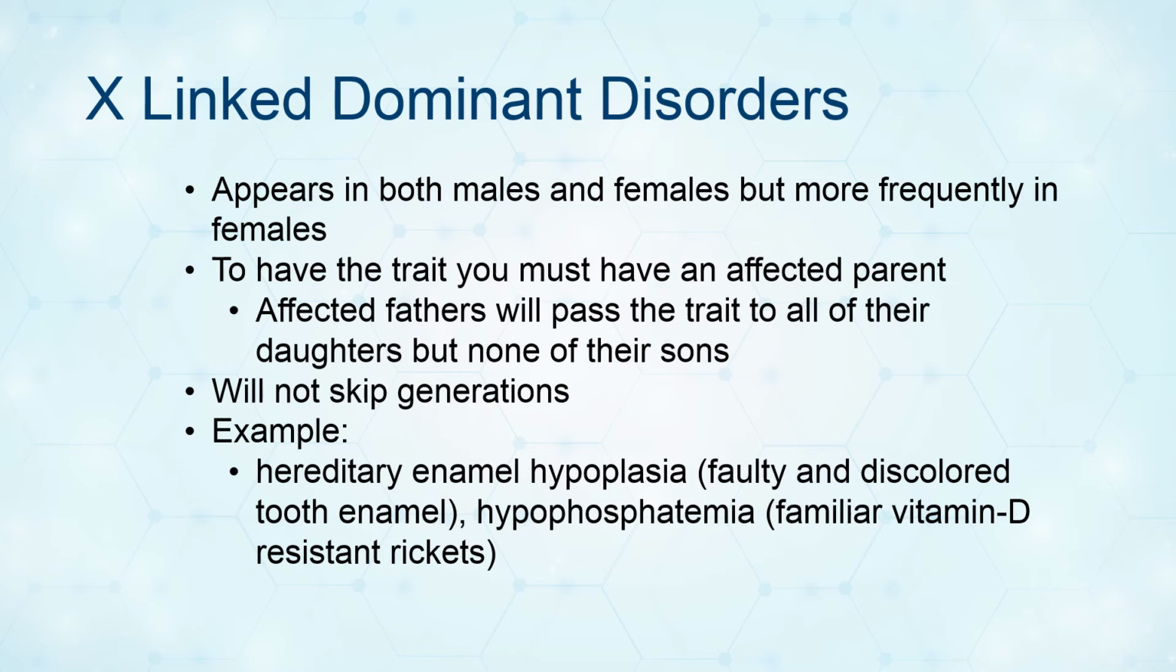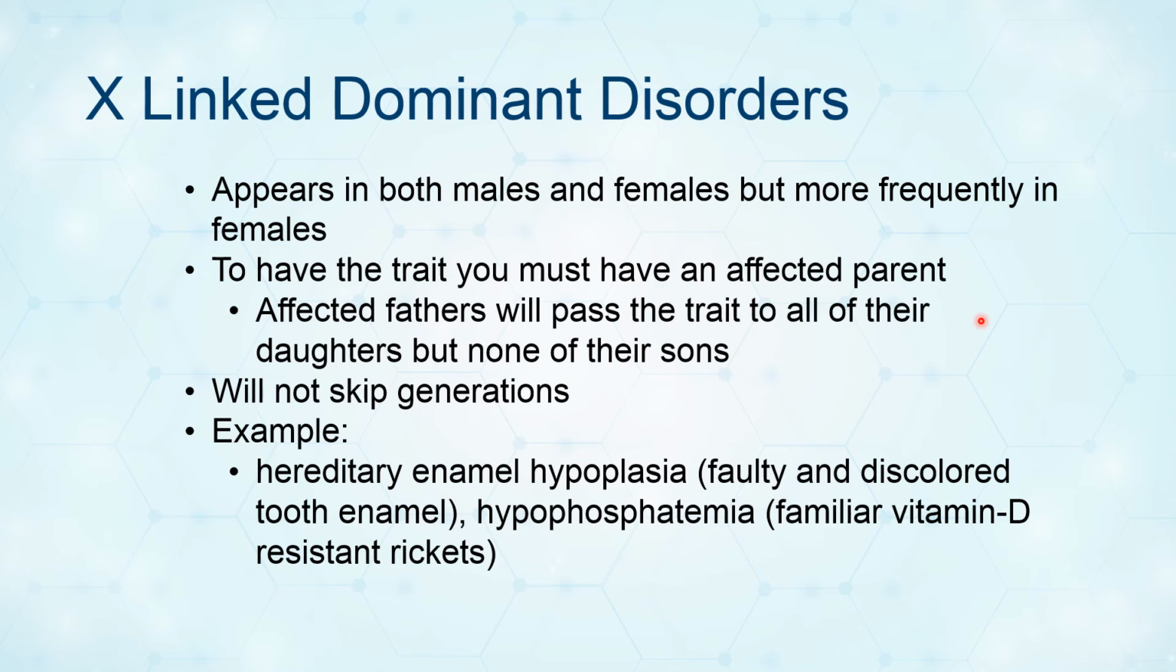Males only have to draw 1 card. They get 1 X chromosome. So the probability that they draw a dominant disorder is less than females who have to draw twice. It will appear both in males and females, of course, but more frequently in females for that reason. Because it's dominant, to have the trait you must have an affected parent. This also means that an affected father will pass it to all of their daughters because he only has that 1 X chromosome to give, but he cannot pass it to his son.